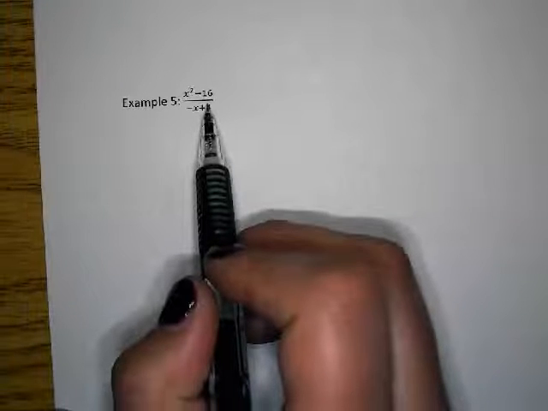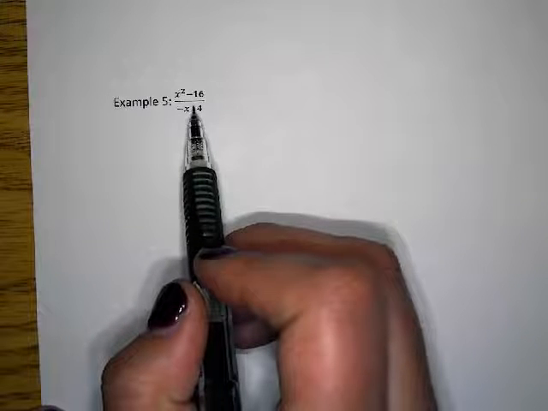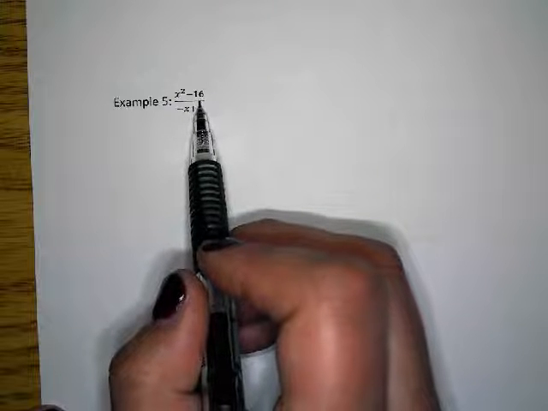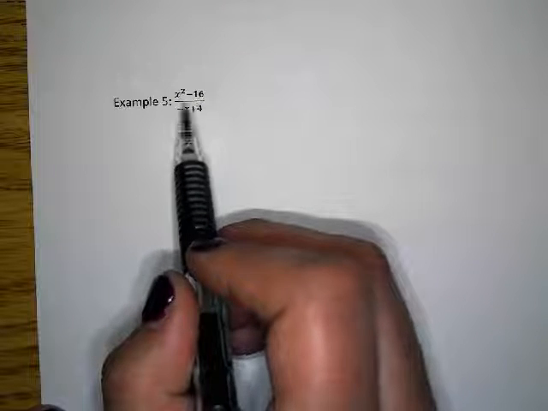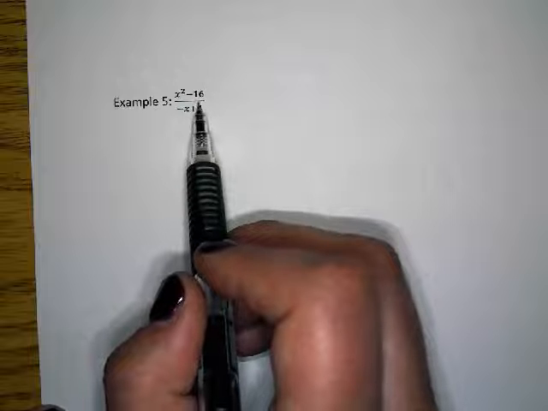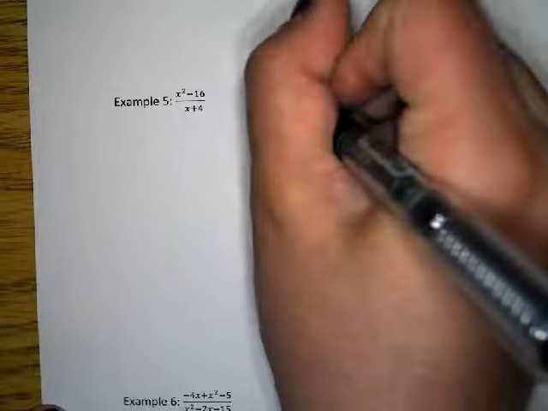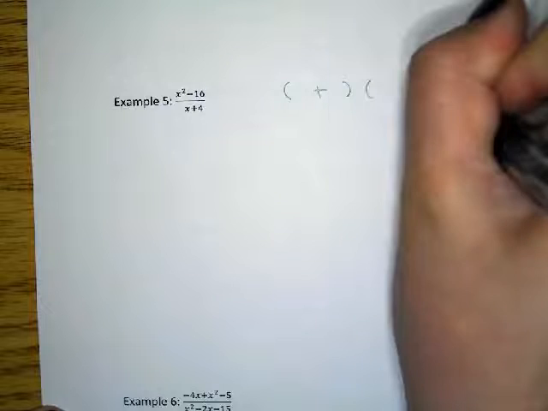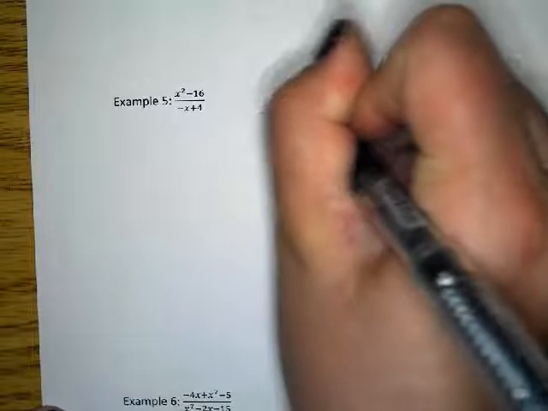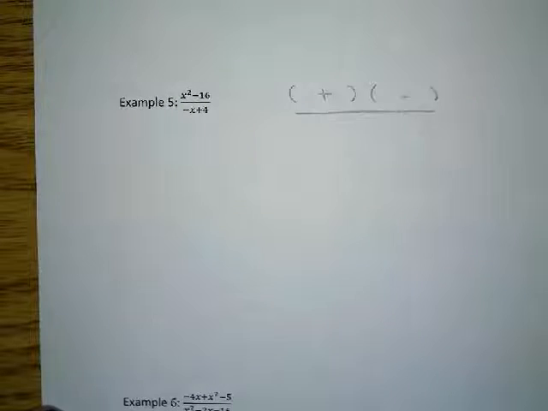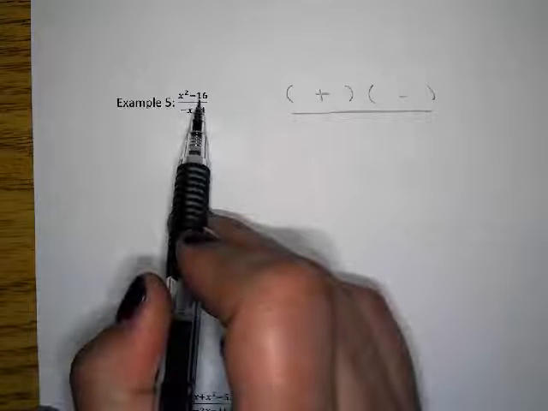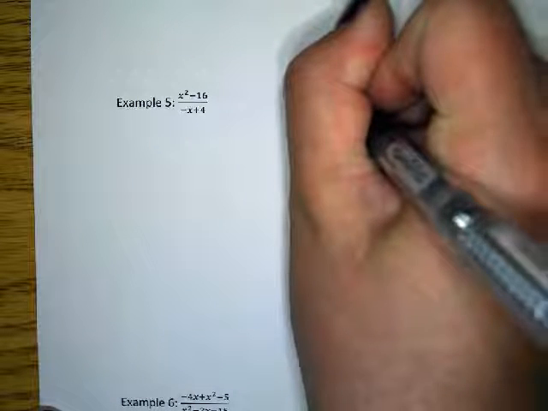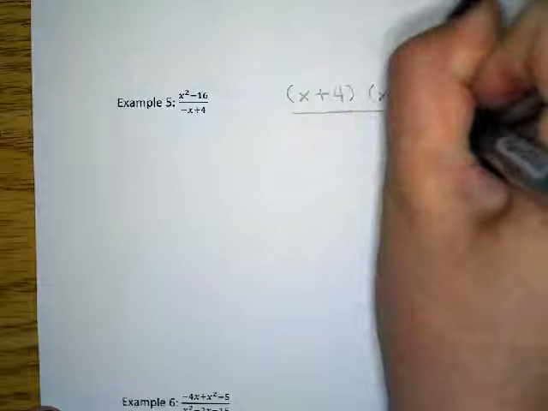Now, if we were to factor the top of example 5, what type of factoring is the top? It's a quadratic, and it's difference of squares, right? So we're going to have 2 sets of parentheses, one with a plus, one with a minus. And the perfect square is 16. X plus 4, x minus 4.